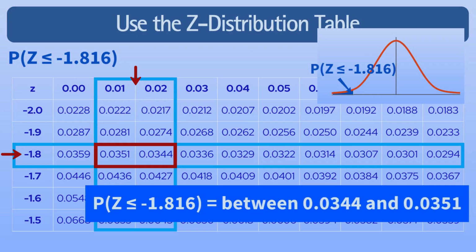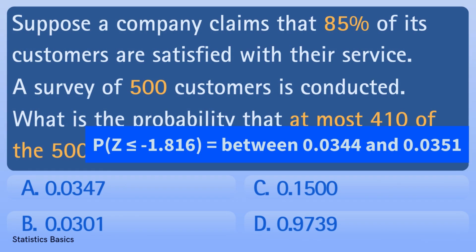The probability for a z-score of minus 1.816 falls between 0.0351 and 0.0344. This makes option A the correct choice.